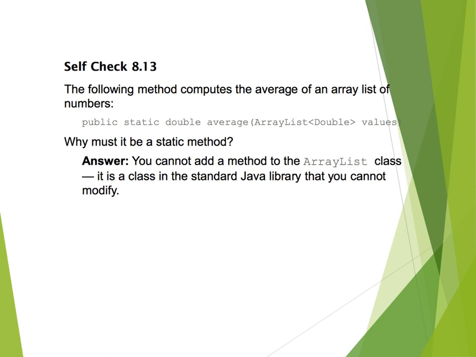So instead, you create a public static method like average, and in that method, you basically do the calculations for getting the average, and this way you add a functionality to the class ArrayList without owning it.